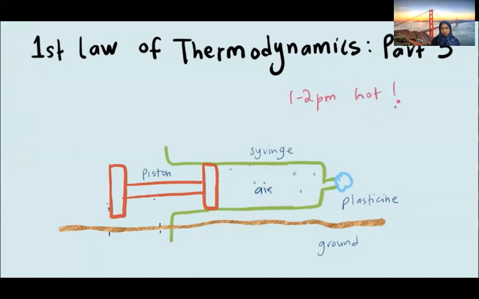What happens to the air inside the syringe? The air inside the syringe becomes hot as well. Previously, it was at normal temperature. And when it was 1 to 2 p.m., the sun gave more heat, so the air absorbs this heat. So air is absorbing heat from the environment. So positive Q. The air absorbs heat from the environment.